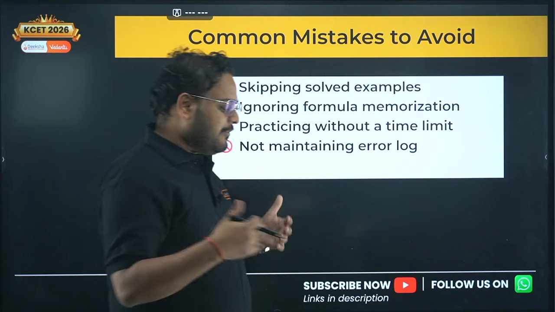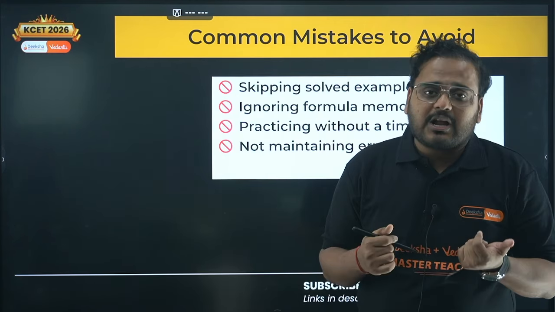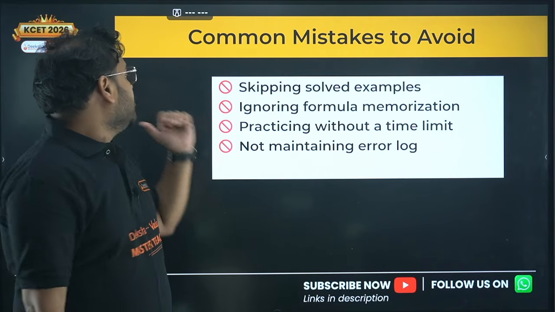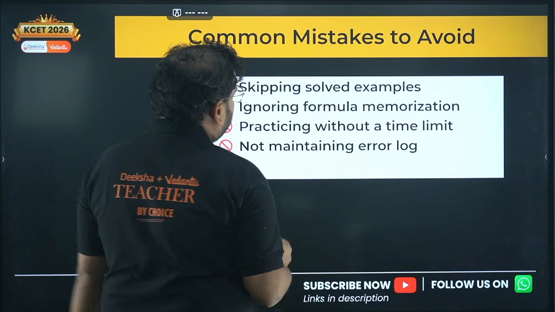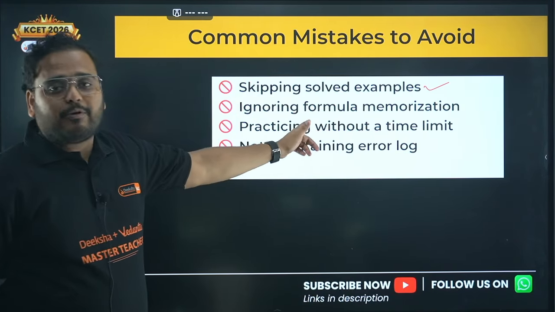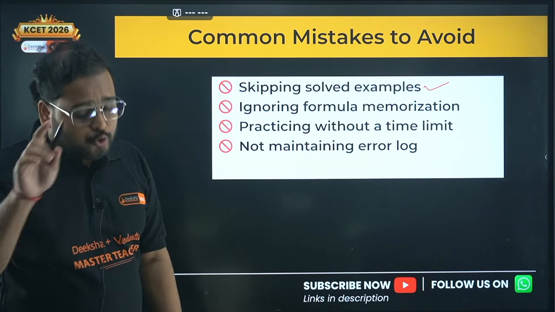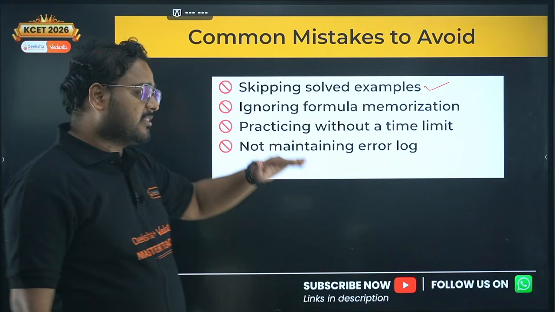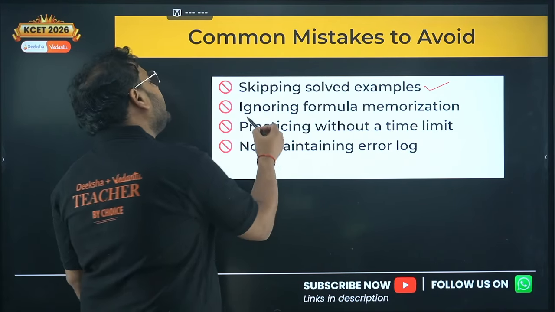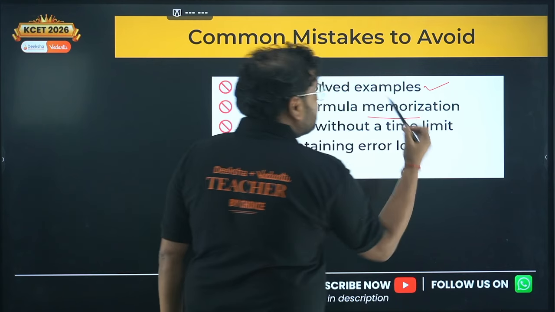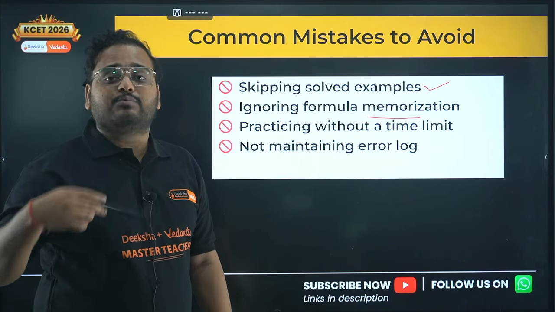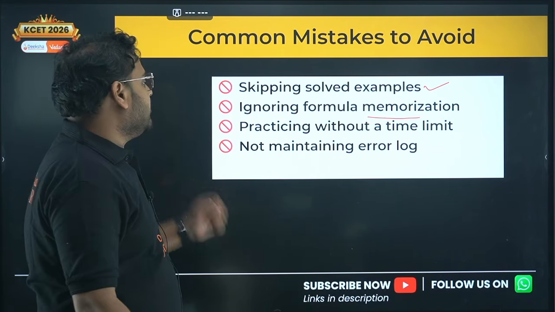Even when I told you all these things, what is going to happen? You'll not revise properly. All of you miss out on the revision. So skipping solved examples is one mistake that you make. Add one more point over here: skipping revision. Do not skip revision of any chapter. After doing everything, revise once again. Small revision, but do it. Ignoring formula memorization, you'll not do that. I know you'll make formula sheets, but you'll not recall them all the time. So please recall and revisit the formula sheet.